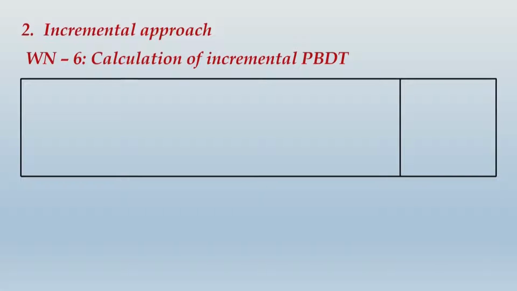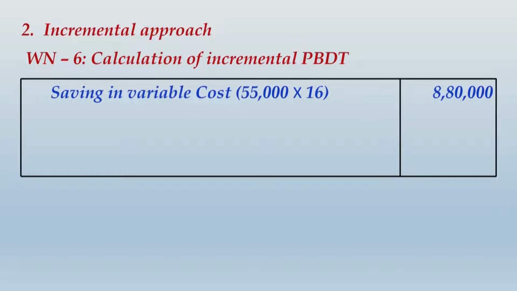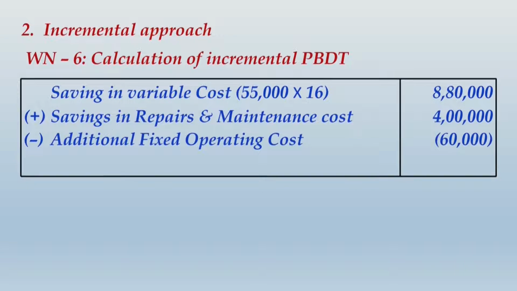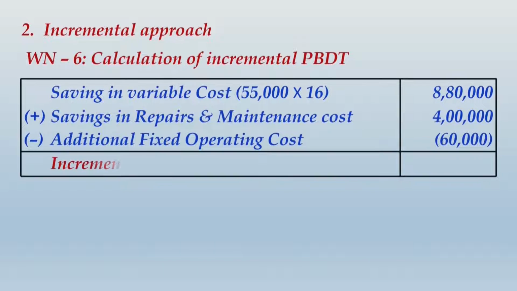In the sixth working note, we compute the calculation of incremental PBDT. Now see, right from here, your calculation starts becoming shorter. Savings in variable cost: per unit, you are saving rupees 16. Total units that you are producing is 55,000. So the amount that you are saving in terms of variable cost is 8,80,000. Savings in repair and maintenance cost will be 4 lakhs, and additional fixed operating cost you will be incurring from your pocket additionally every year because of the replacement decision. So incremental PBDT is 12,20,000.